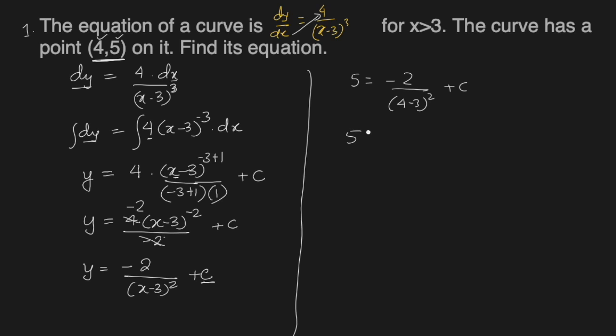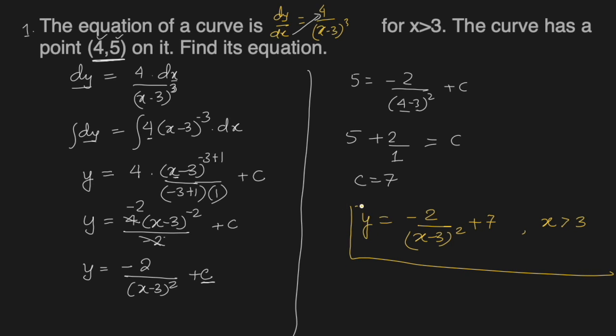So 5, let's bring it to the left side, plus this minus 2 will become plus 2 divided by 4 minus 3 is 1, and 1 squared is 1, equal to c is left on the right side, so c is 7. 5 plus 2 is 7. So our final equation becomes y equals minus 2 over (x minus 3) squared plus 7. Additionally, if you want, write x is greater than 3. This is your answer.